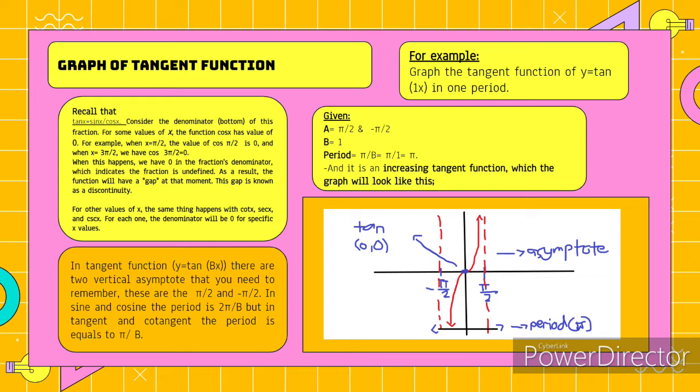For example, graph the tangent function of y is equal to tan 1x in 1 period. The given is a is equal to pi over 2 and negative pi over 2, and b is equal to 1. And the period is pi over b is equal to pi over 1 is equal to pi. And it is an increasing tangent function, which the graph will look like this.